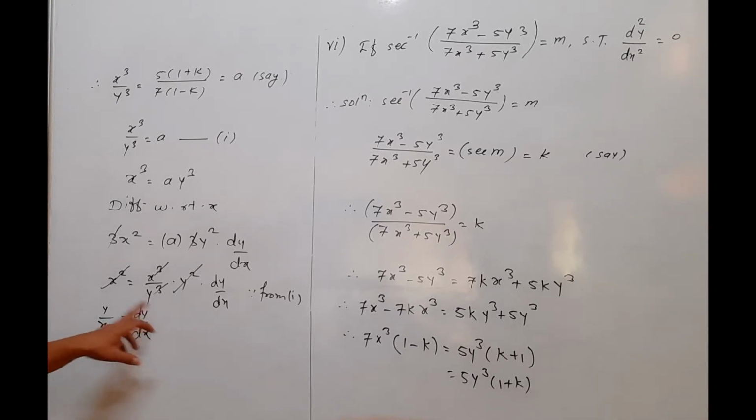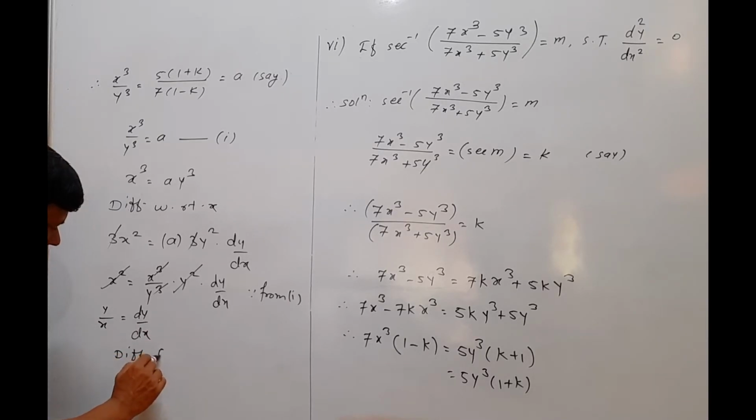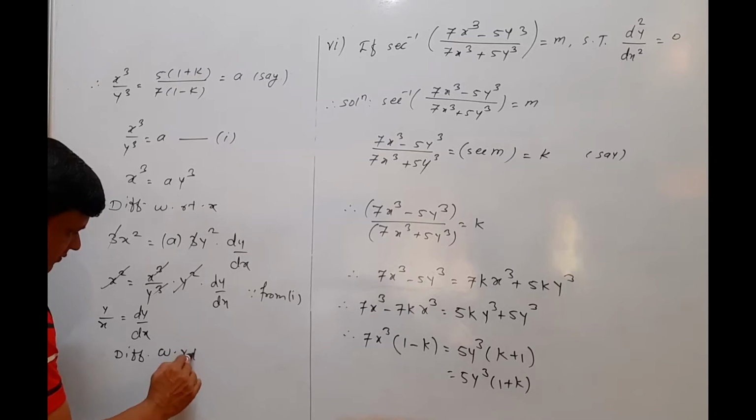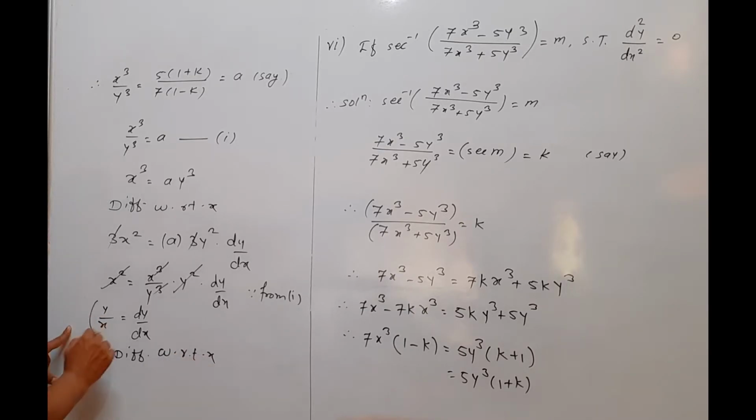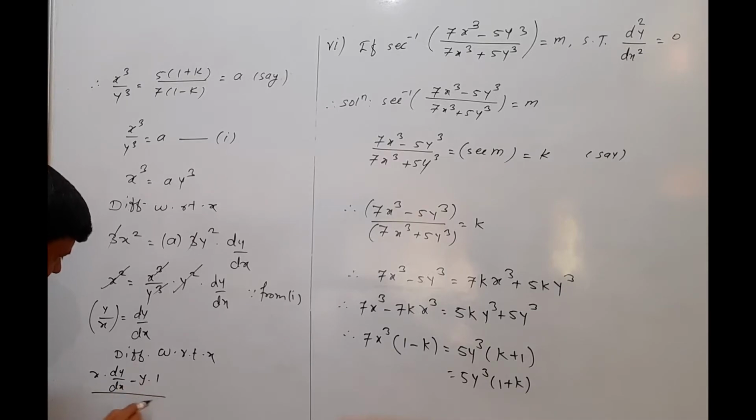We transfer this y to the left hand side, this x to the denominator. Now we differentiate this with respect to x again. Now here we have to apply the quotient rule for differentiating this. So we write here x into dy by dx minus y into the derivative of x, which is 1, upon x square, is equal to d2y by dx2.